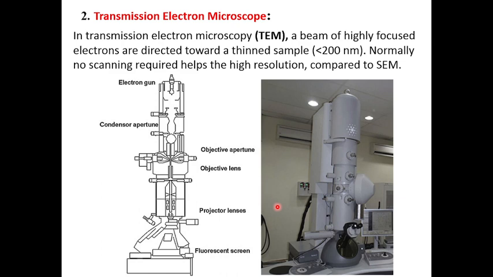Electrons can only travel in a vacuum, so the specimen must be completely dehydrated. If the sample gets contaminated or has some water vapor, or it is hygroscopic, then the images cannot be clearly seen. So the sample must be dehydrated. All water molecules or any other contaminants must be removed.